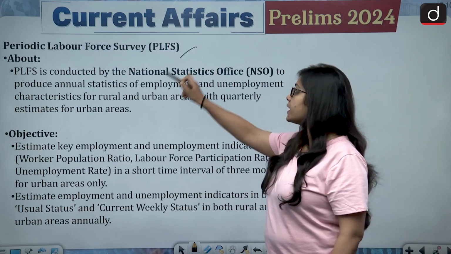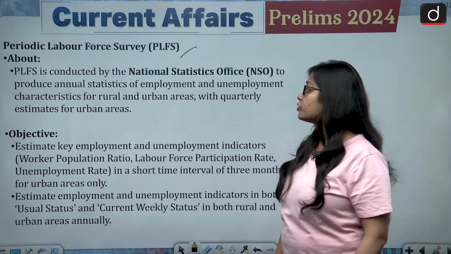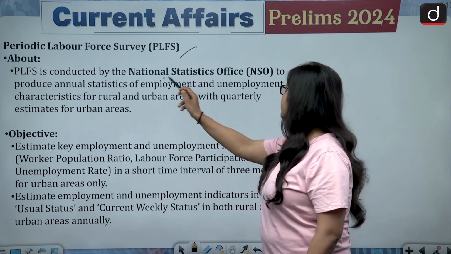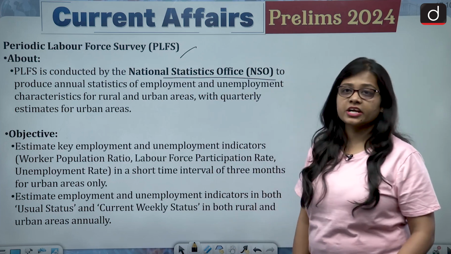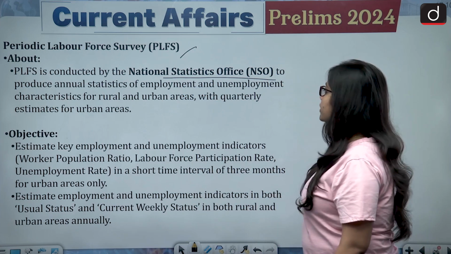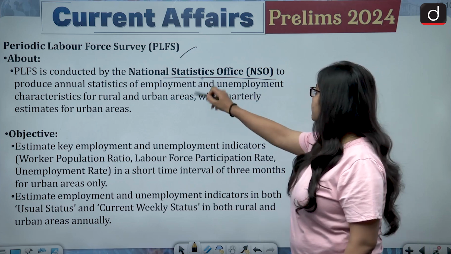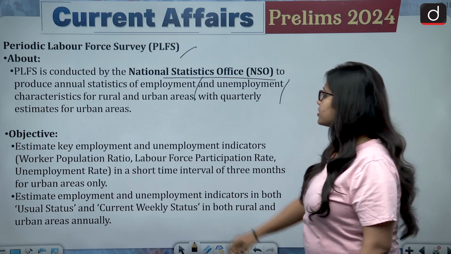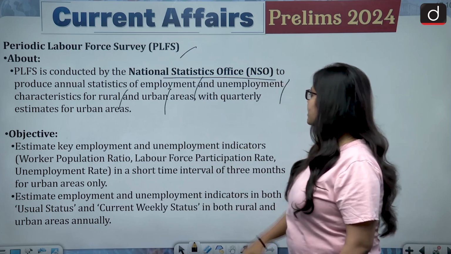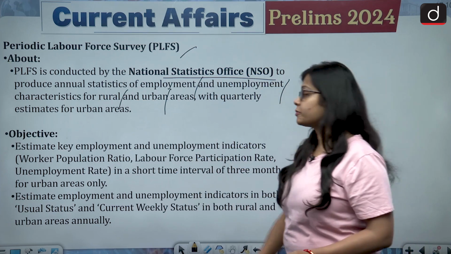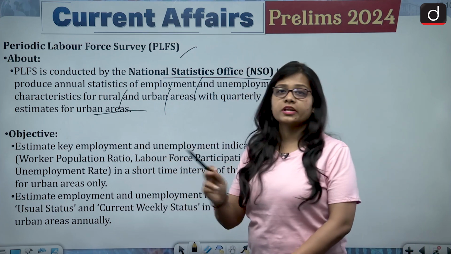Now about the PLFS, that is the Periodic Labour Force Survey. So it is conducted by the NSO, that is the National Statistics Office, to produce annual statistics of employment and unemployment characteristics for rural and urban areas with quarterly estimates for urban areas.